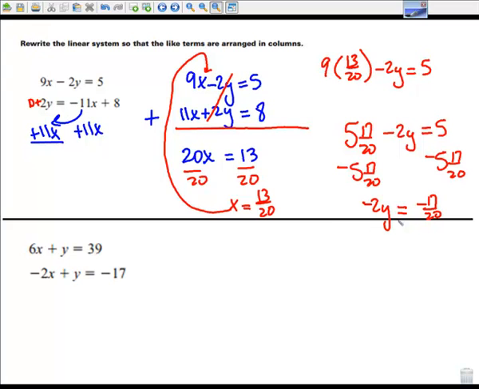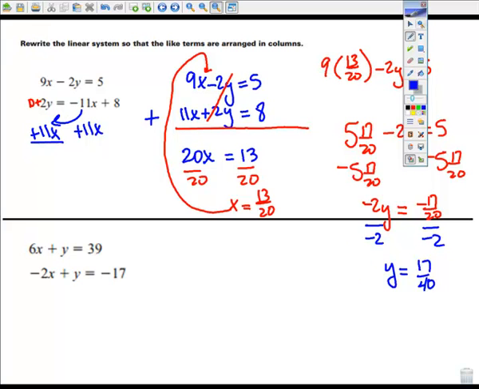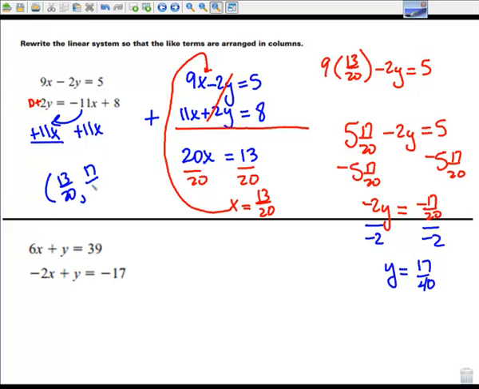And when I do that, I get negative 2y equals negative 17/20. And now, let me change the color so it's easier to see. I'm going to divide by negative 2. And when I do that, I end up with y equals 17/40. So my final answer here, remember, no matter what system you're solving, this is where the lines will cross. And this would not be a super fun one to graph because we're in 20ths and 40ths, but that's okay.